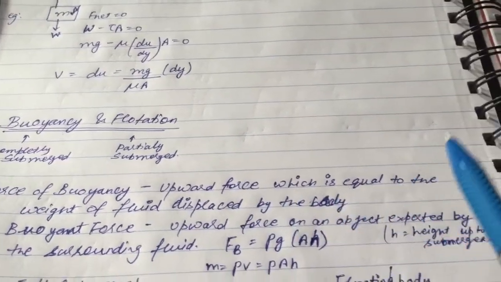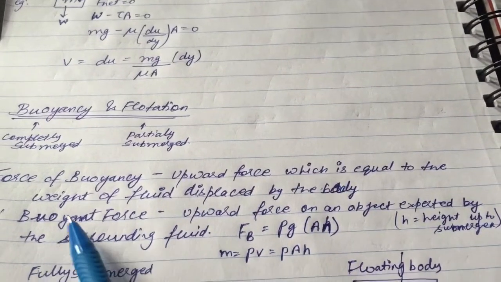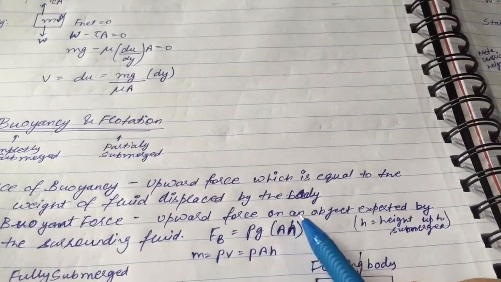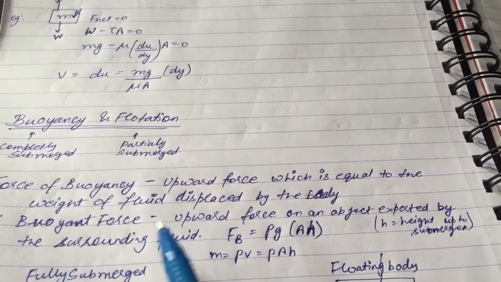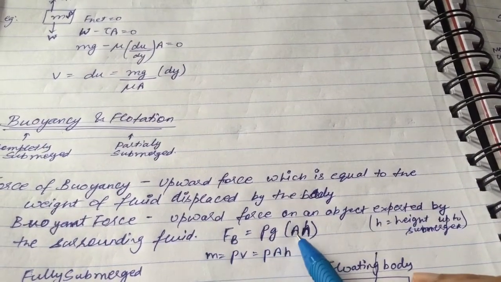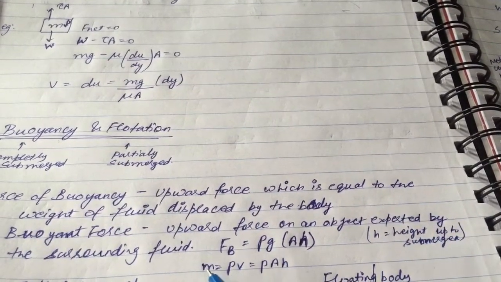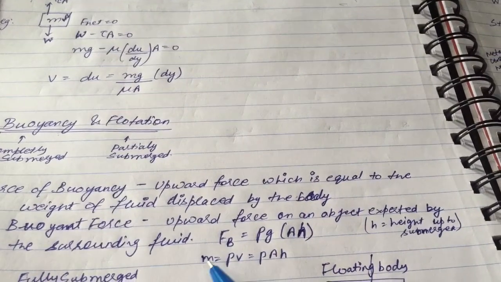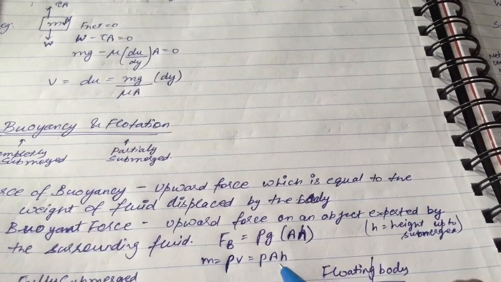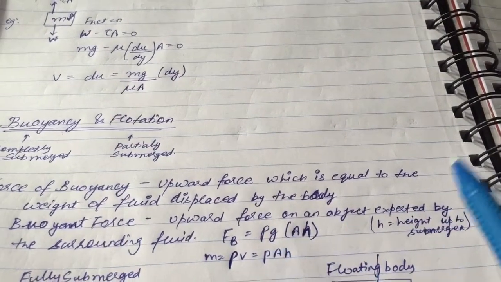Force of buoyancy is an upward force, which is equal to the weight of fluid displaced by the body, or buoyant force is also known as the upward force on an object exerted by the surrounding fluid. So FB, which is buoyant force, is rho g A into h, area into height. Height is the height of submerged fluid. This comes from mass, which we know is equal to density into volume. This is density and volume is area into height. So from there buoyant force comes out to be rho g Ah.